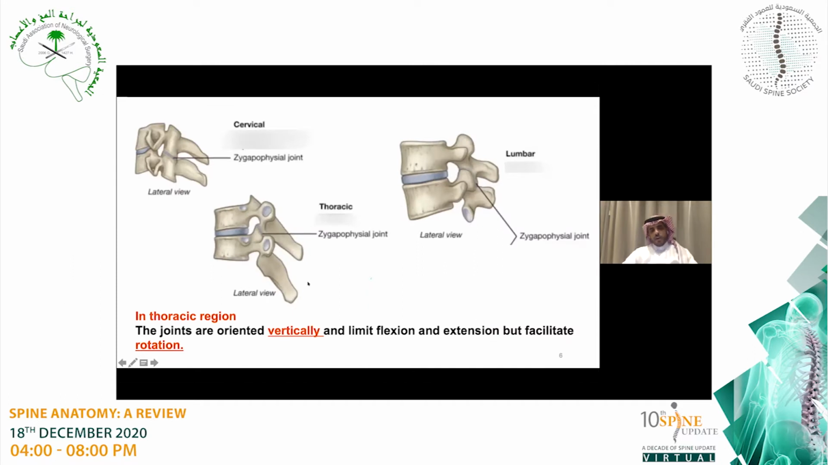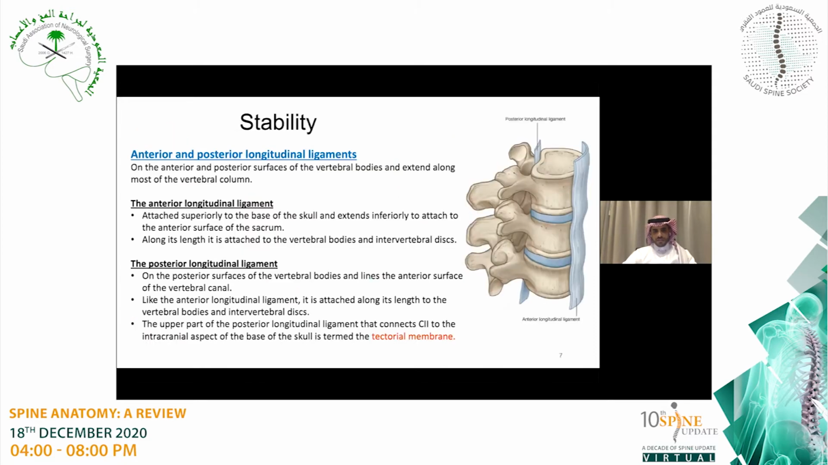The orientation of the facets is mostly vertical, which allows very little flexion but allows more rotation movement in the thoracic spine. The movement in general is less in the thoracic spine because of the attachment to the rib cage and the orientation of these facets.